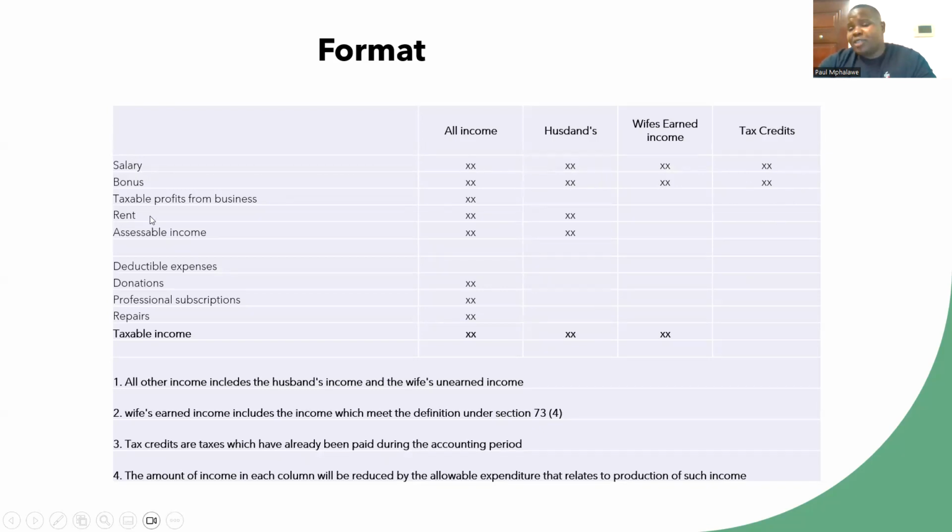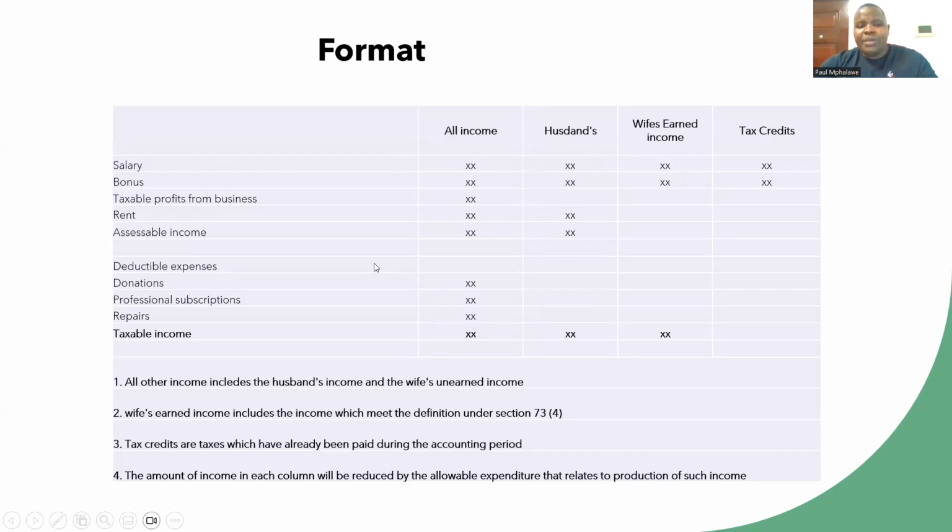Then there may be an aspect of rent. Maybe these people, as a family, have a property, or the property is in the name of the wife sometimes. So how that tax is computed, we add under the husband, and then we get the total.